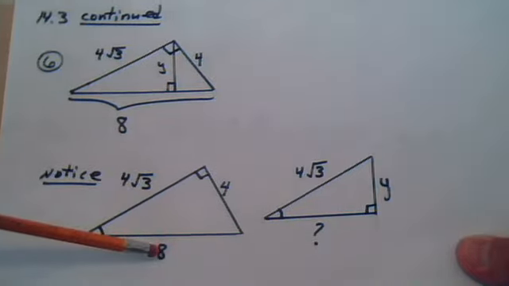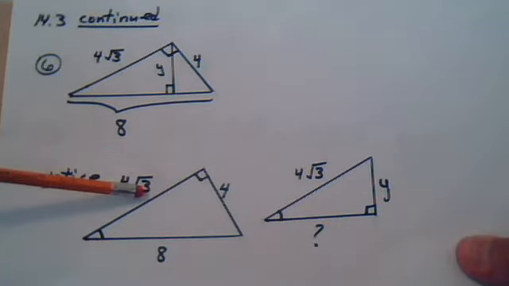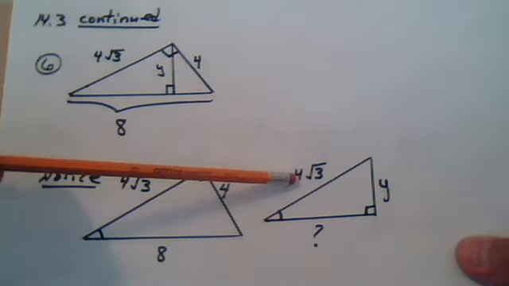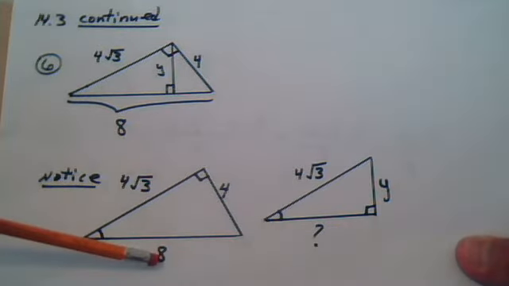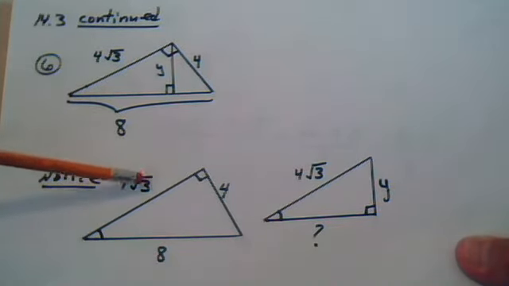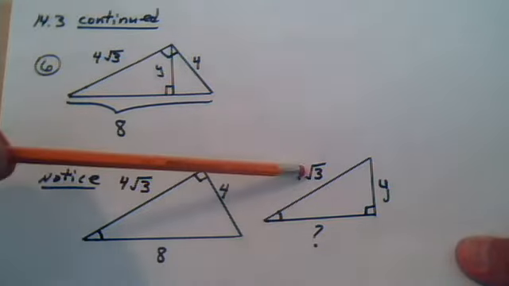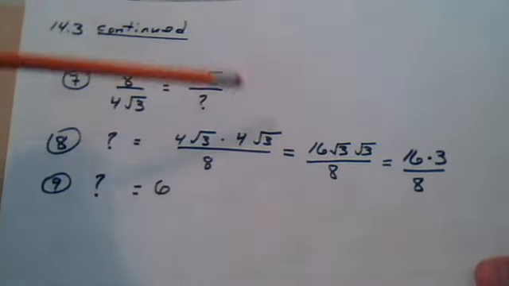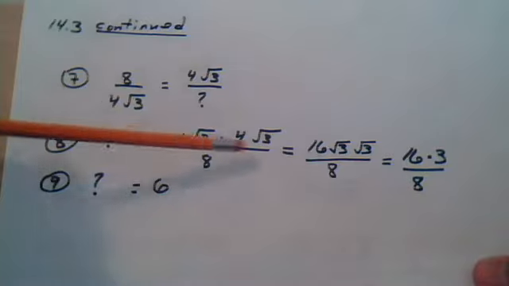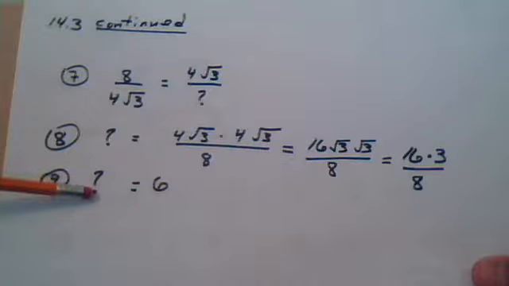So the way that 8 compares to 4 square root of 3 is the same way that 4 square root of 3 compares to the question mark. So 8 over 4 square root of 3 should equal 4 square root of 3 over the question mark. And here's our proportion. You cross multiply, simplify. Turns out to be that the length of the question mark is 6.